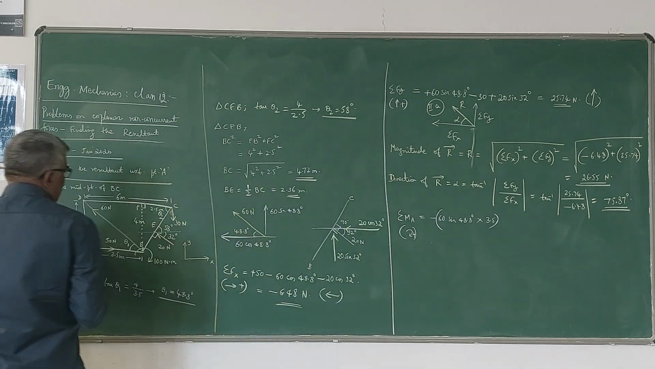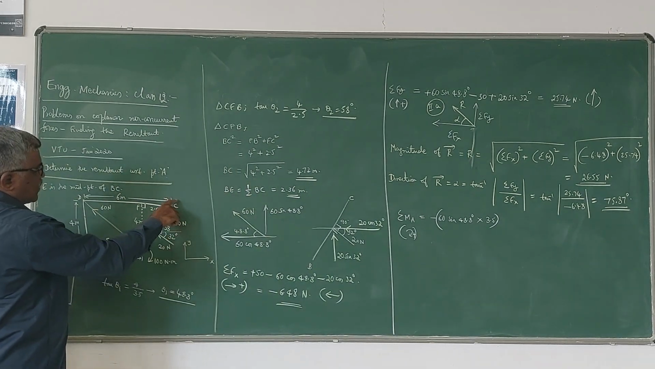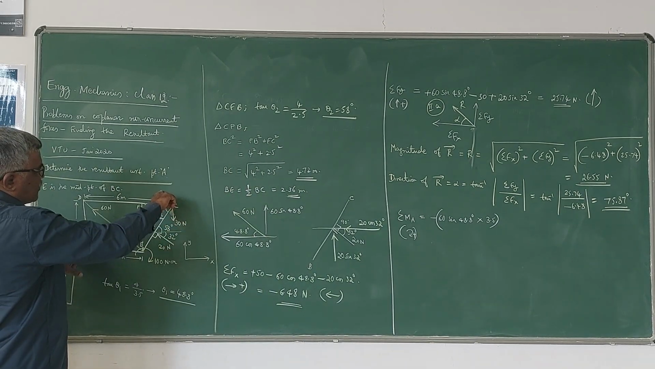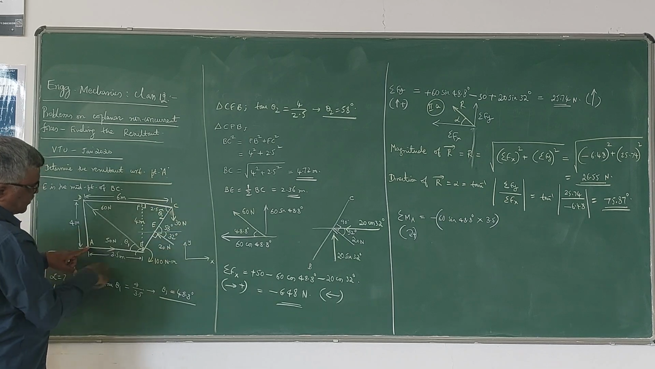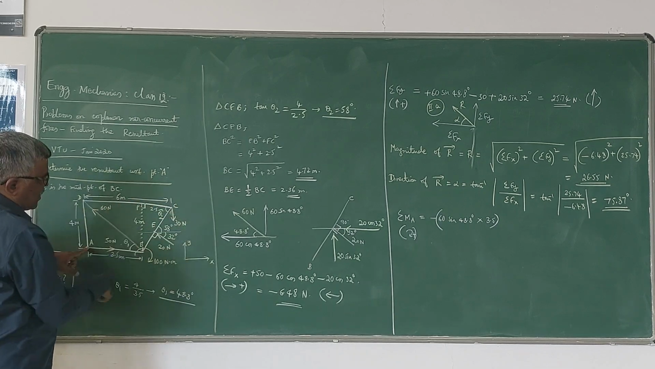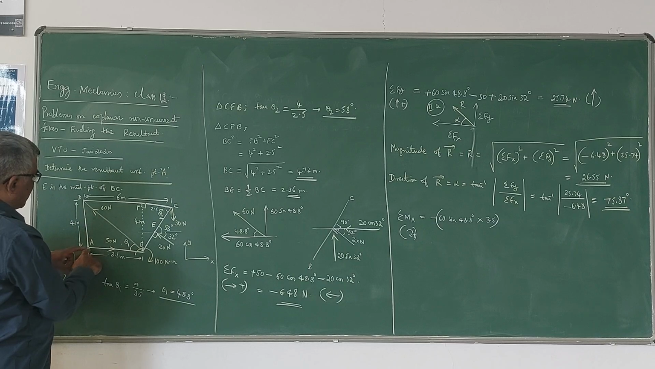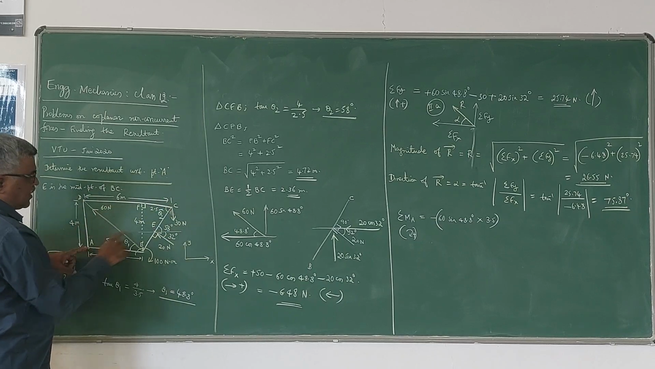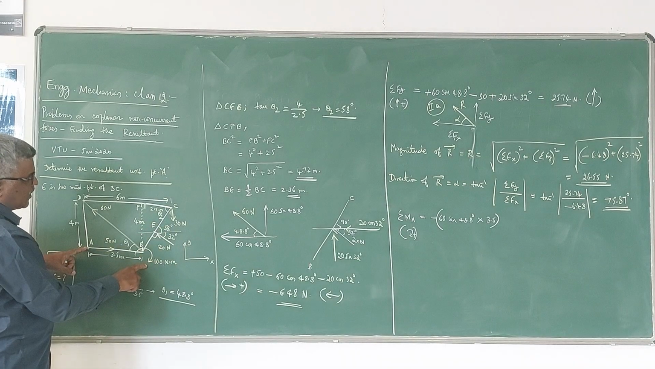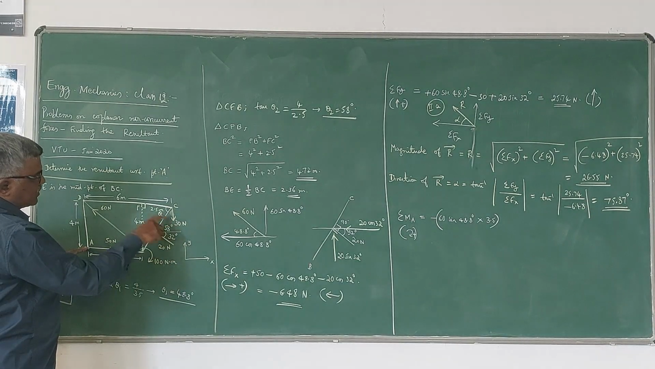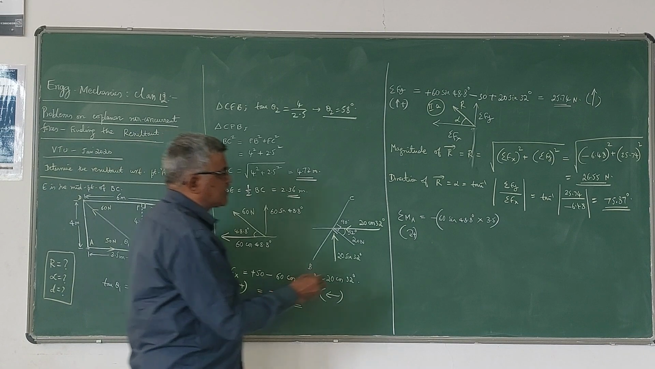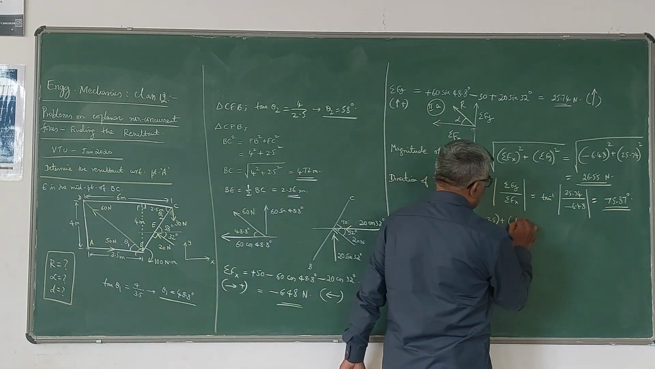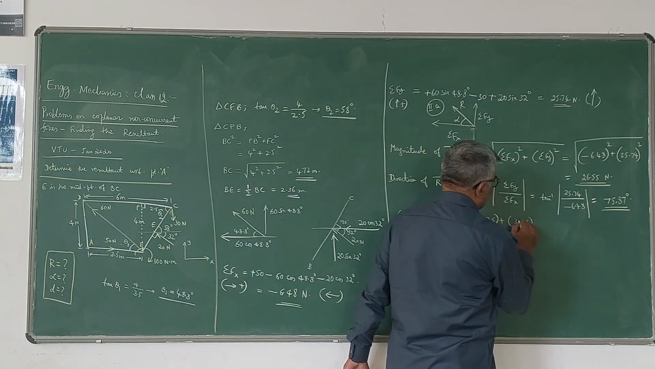Then I will come to this point, and this 30 Newton force. This 30 Newton force is giving the clockwise moment. So this one is giving anti-clockwise, and this is giving clockwise. The distance from the point A is this horizontal distance, that is 6 meters. He has given the line of action as 6 meters. Therefore, clockwise, plus 30 into 6.